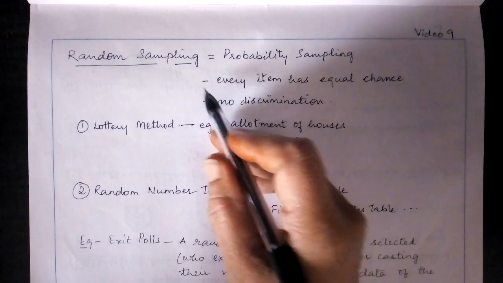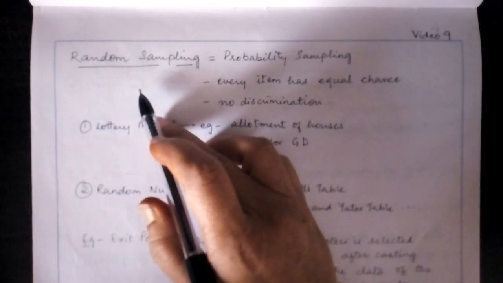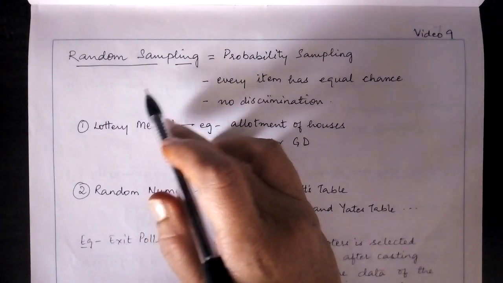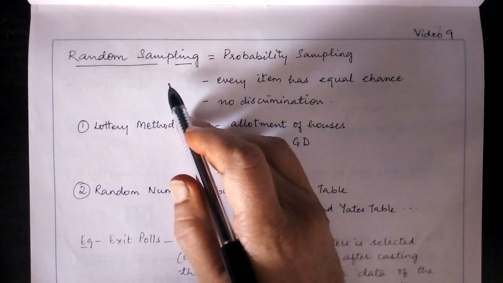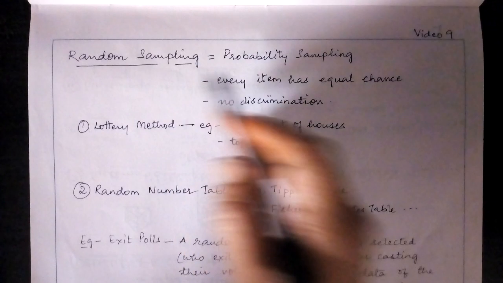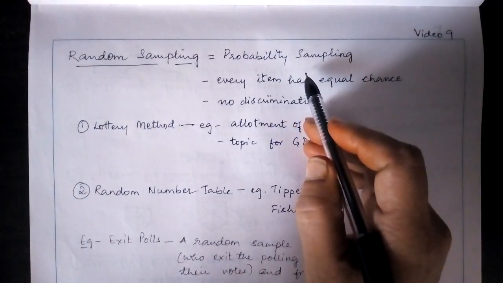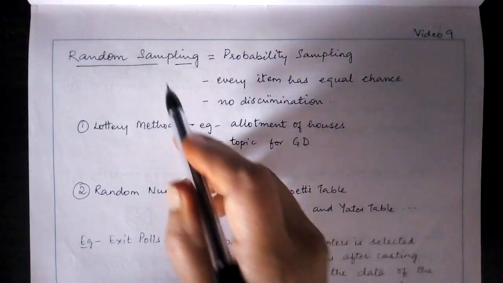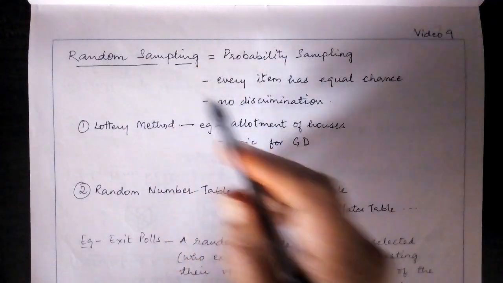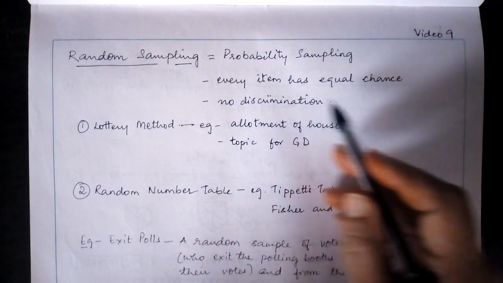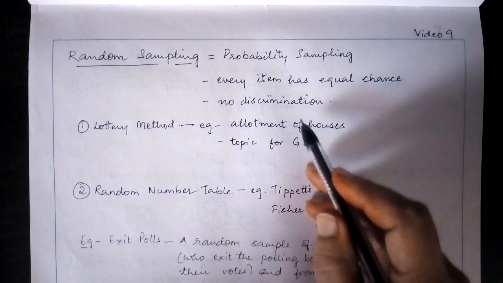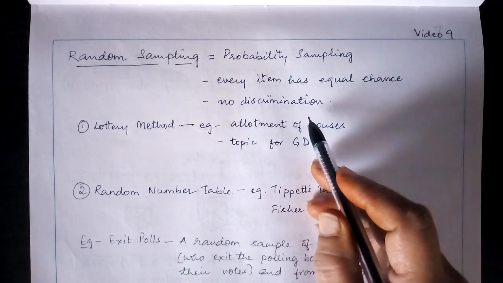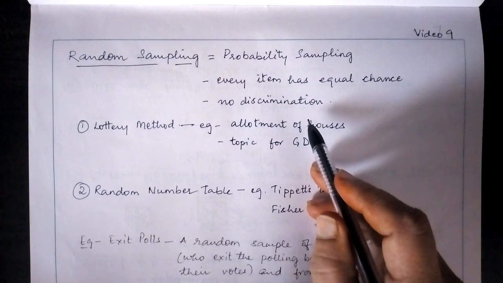Random sampling, as the name tells, is sampling at random. That means sampling which is done without any rule. This is also called probability sampling, because in this type of random sampling, every item has an equal chance of being selected, and hence there is no discrimination in the choice.